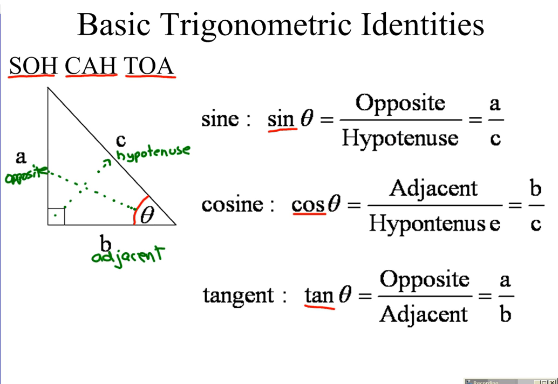So now if sine is opposite over hypotenuse, sine of theta is going to be A over C. Cosine is adjacent over hypotenuse, so cosine is going to be B over C. And tangent is opposite over adjacent, so tangent is going to be A over B.